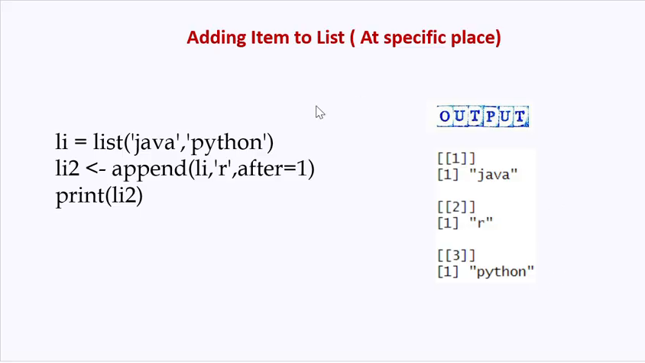So what I can mention here is the same logic, the same append function, but in addition to the existing parameters, that is the list along with the new data to be added, we can mention where we want. Here in this case, I mentioned after equal to 1. It means after the first index value 1. Nothing but I need this in the index value position 2. So automatically what will happen? It sees which is the first index, Java. So next to it, this R will be added.